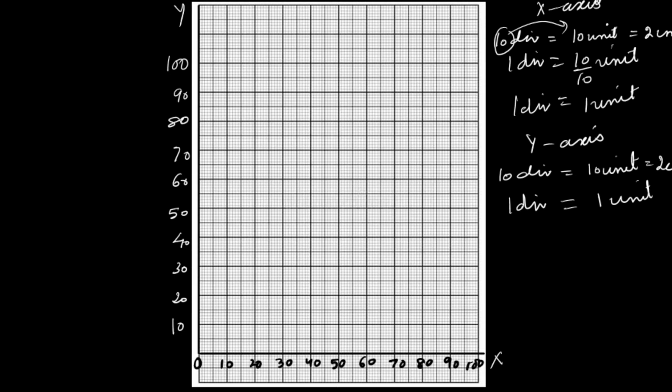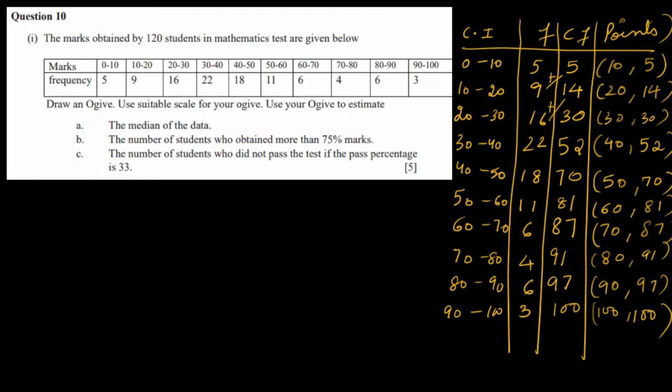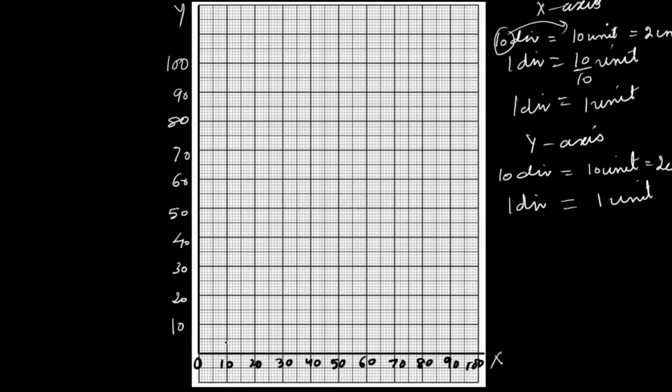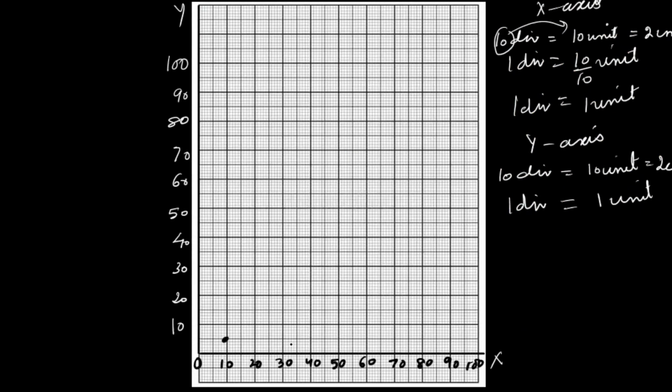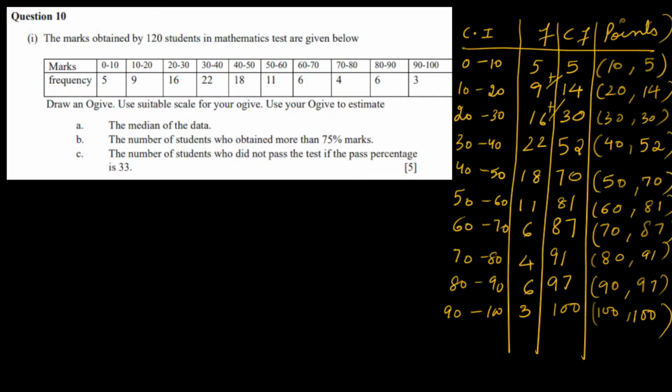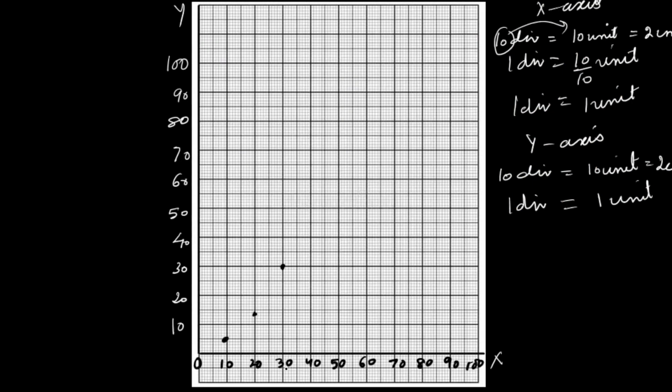First point is 10, 5. So here I am not writing, I am just highlighting it little dark. Make sure you are writing also. This 10, 5, then 20, 14. 14 is 1 unit below 5. Then 30, 30. So here, then 40, 52.